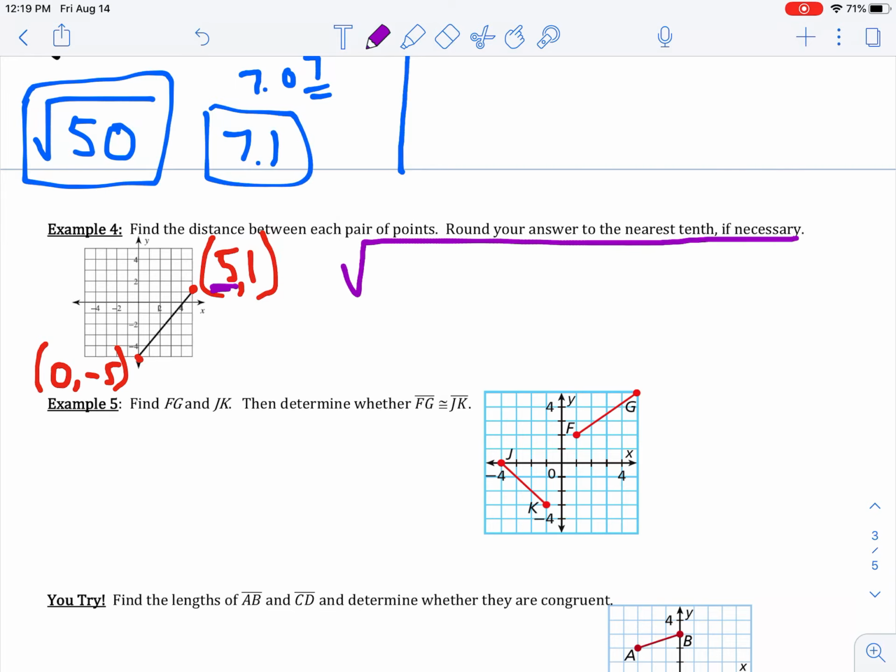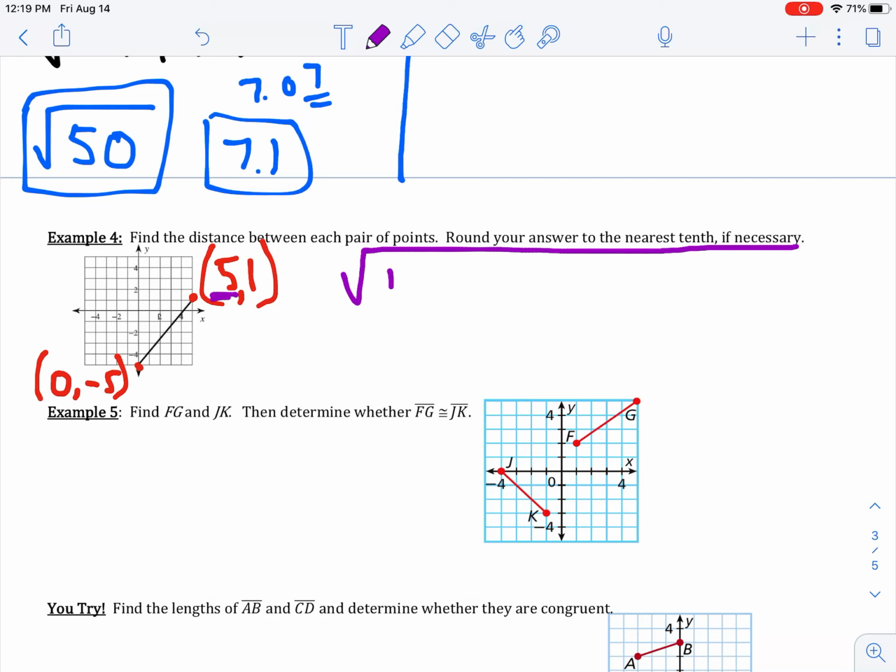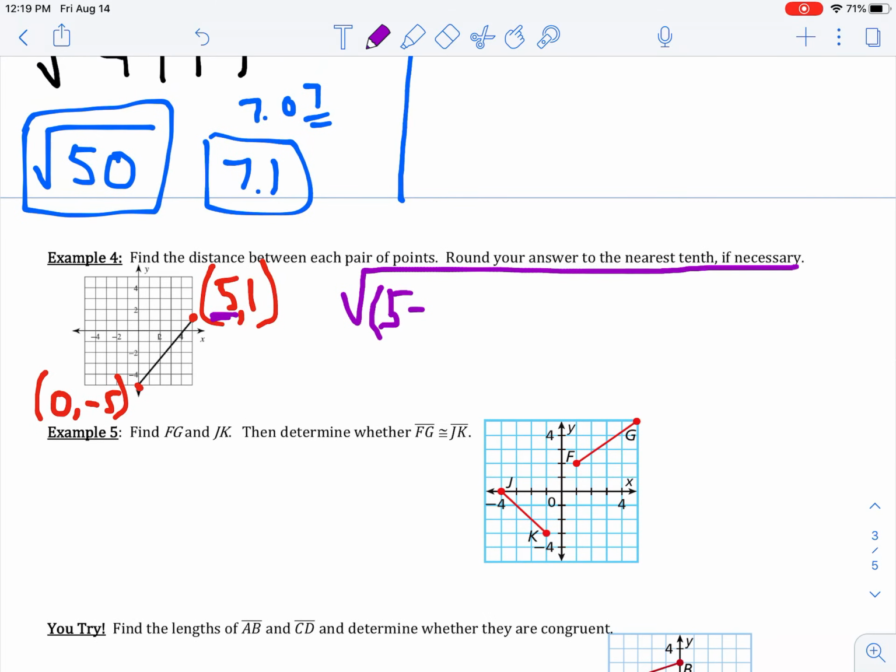I'm going to start with this x, the 5. So 5 minus my second x is a 0, so 5 minus 0 squared plus, now I'm going to go to my y's. I started with that 5, so I'm going to start with the 1 minus a -5 squared.